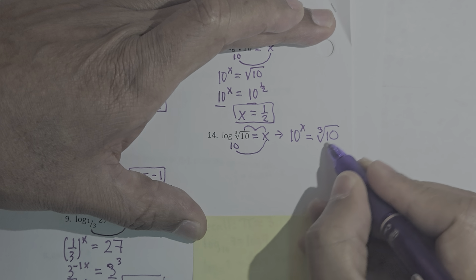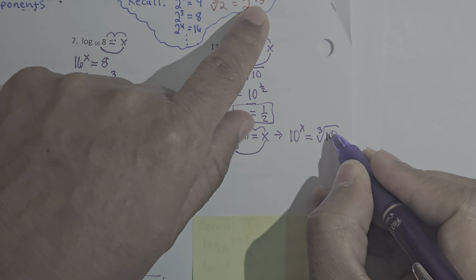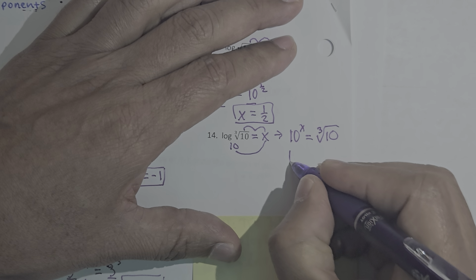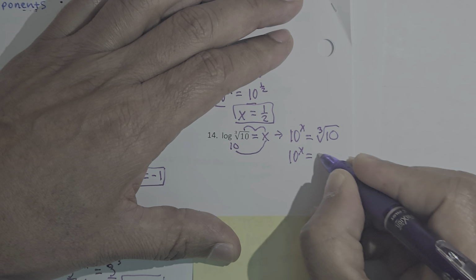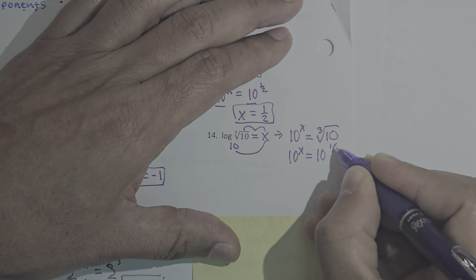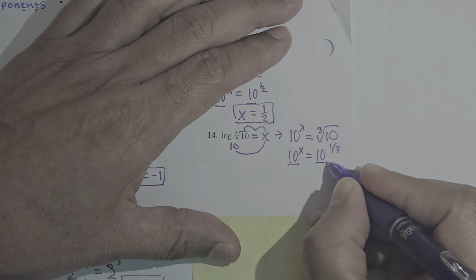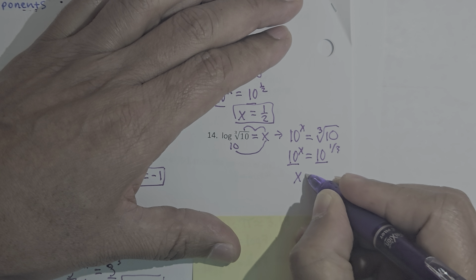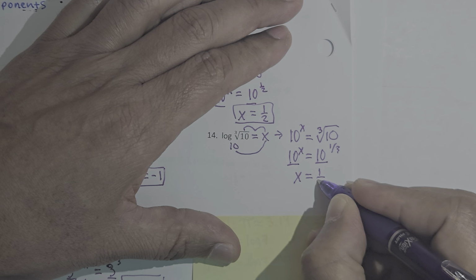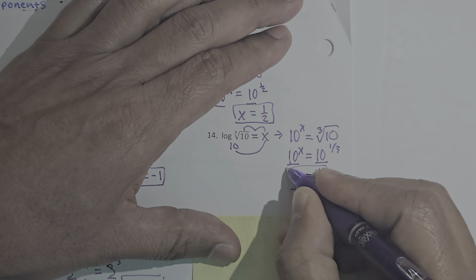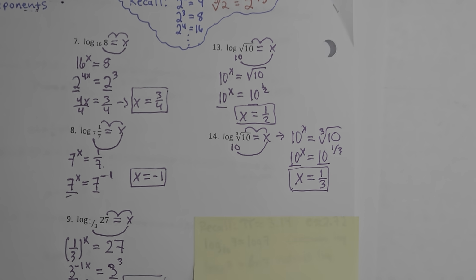Again, we have the same base, and we know that the cube root is the same as the third power, right? So then this means that 10 to the power of x is equal to 10 to the 1/3 power. So we have the same base, which is base 10. Then the exponents, we set them equal to each other. So x equals 1/3, and we are done with this one.